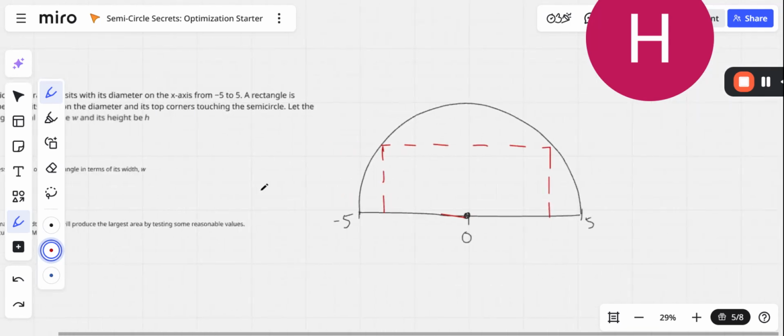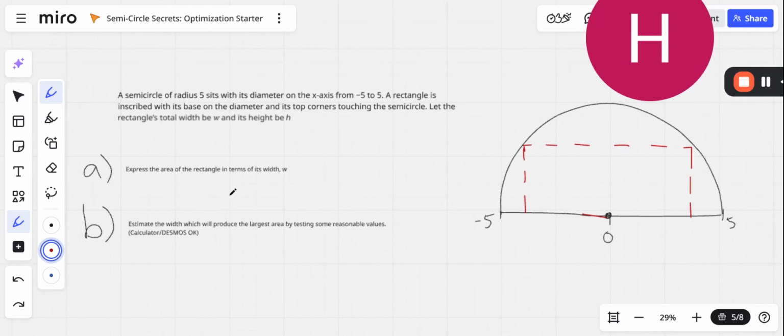Let's break down what the tasks are for this problem. First, I want you to be able to represent the area of this rectangle in terms of the width W. Of course, the area of a rectangle is just width times height. But in calculus, especially level 1 calculus, it's going to be important for us to be able to write an equation all in terms of one single variable. So that's what part A has you do.